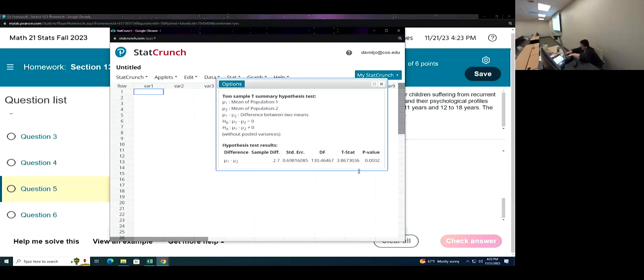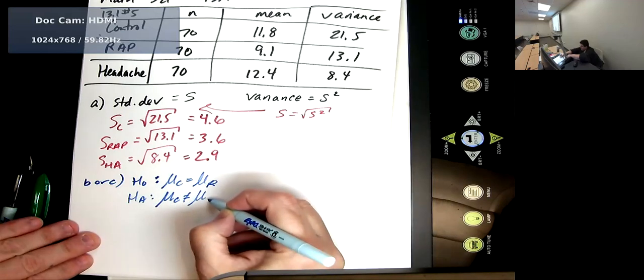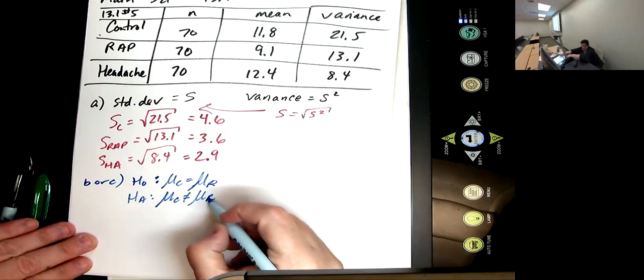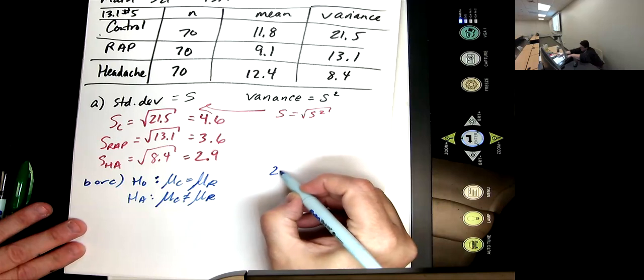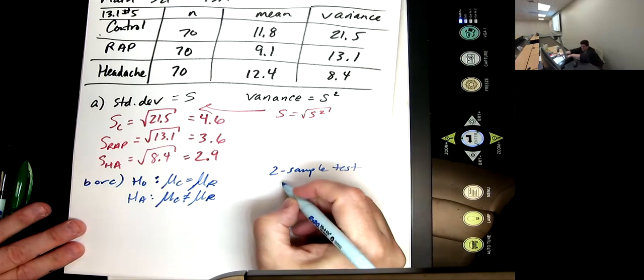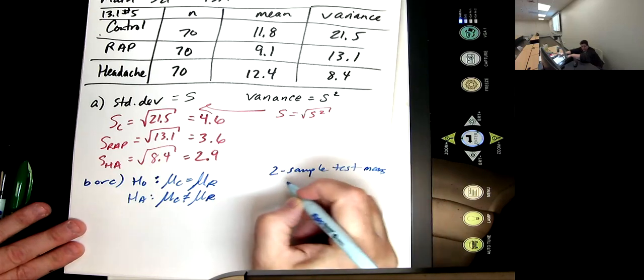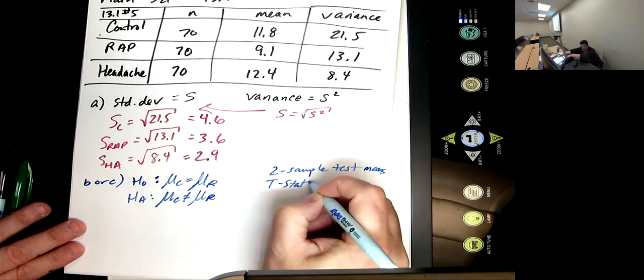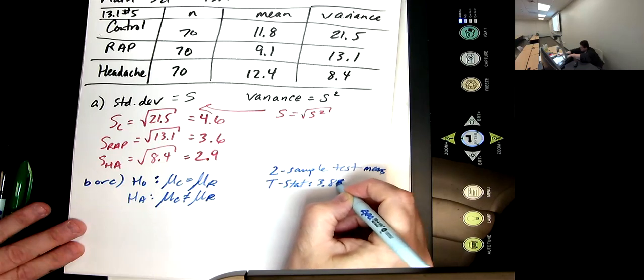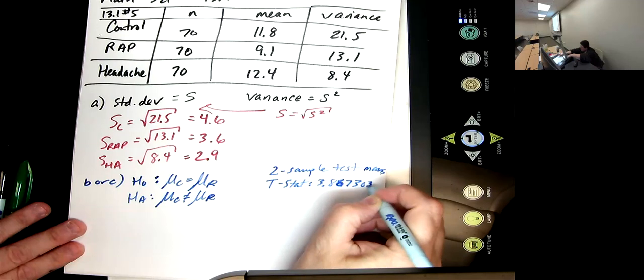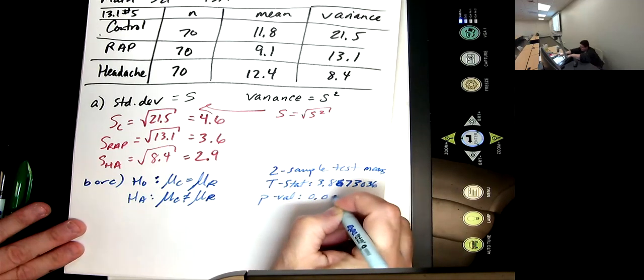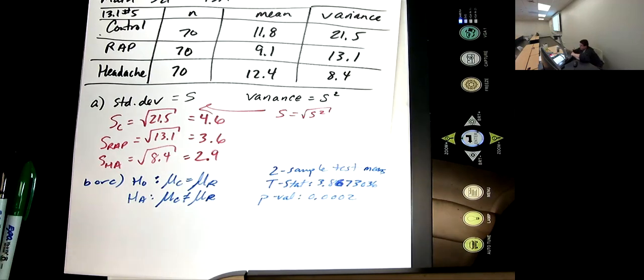listed. I don't know, I think this is part B or C. And just write down what we got. H naught was mu C equals mu R, and HA was mu C does not equal mu R. And so this is a 2 sample test. Means. And we got a T-stat. I don't know how many places they're going to ask, so I'll just write them all down here. 3.8673036. And I've got a p-value of 0.0002.